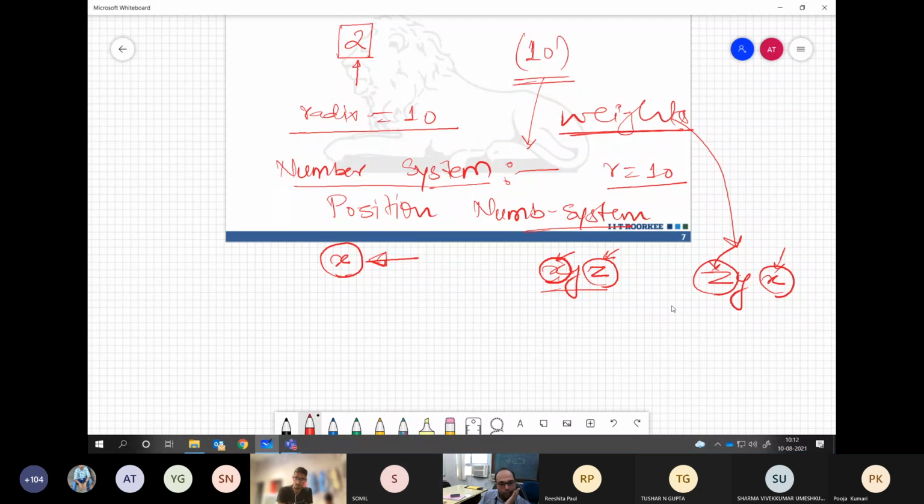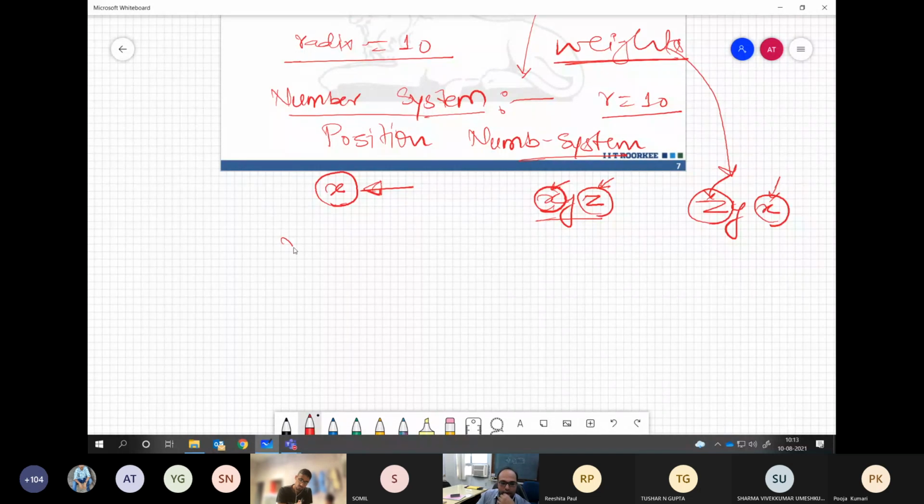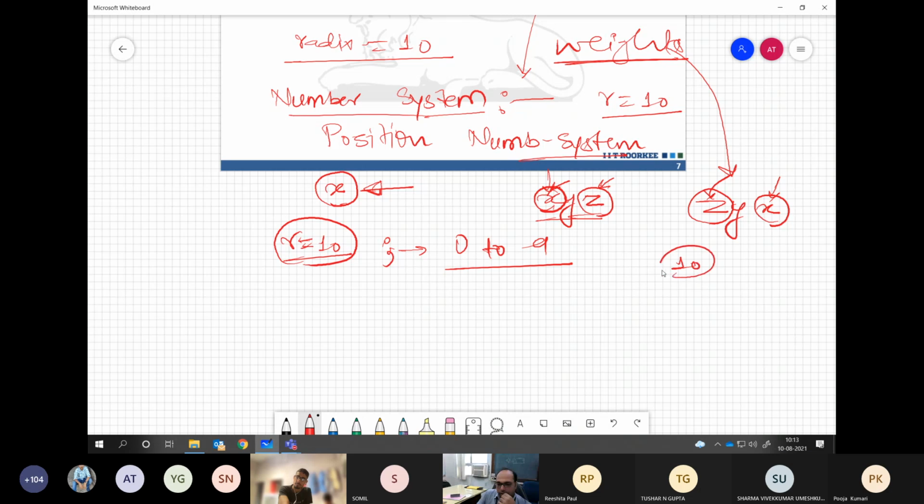Yes, sir. Correct. Now, naturally, what we are encountering is this radix r equal to 10. Now, when we say r equal to 10, what are the possibilities for our x, y, z, whatever we are writing? So what are the possibilities for x, let us say? 0 to 9. Yes. Why don't we write 10? So 10 will be a 2-digit number. One by one. It's not a single digit, sir. It represents two different digits.